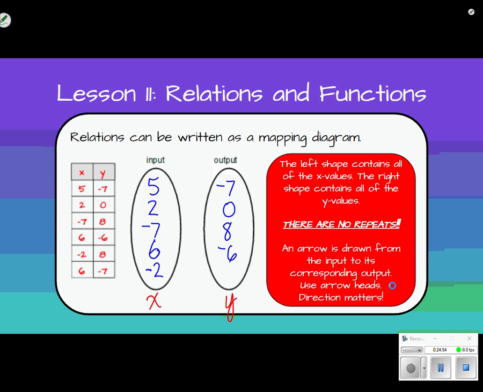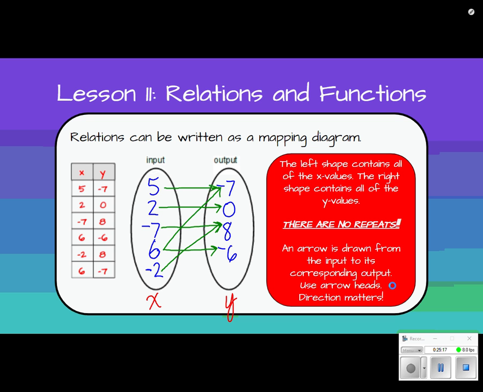And I'm going to draw an arrow from 5 to -7, and it points to the right. From 2 to 0 points to the right. From -7 to 8, points to the right. From 6 to -6, points to the right. From -2 to 8, points to the right. And from 6 to -7, points to the right.